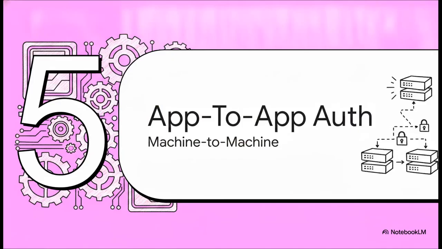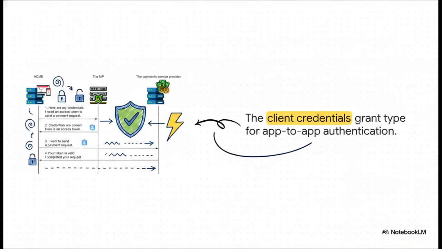Section 5. App-to-app authentication. Up until now, we've focused heavily on Genie, a human user, logging into an application. But what happens when a human user isn't involved at all? When backend servers need to talk securely to other backend servers, we use a completely different flow called the client credentials grant type. Notice exactly who is missing from this equation. There is no end user, there's no Genie, and there is absolutely no web browser to redirect.